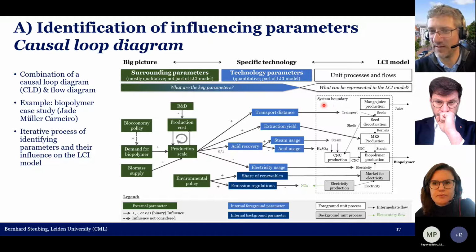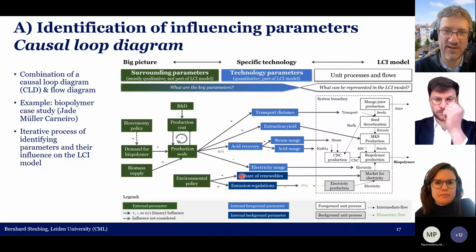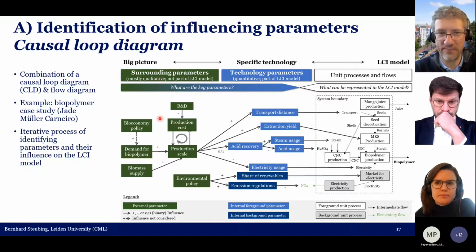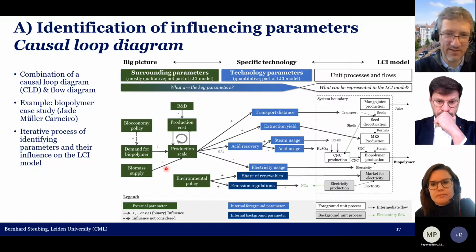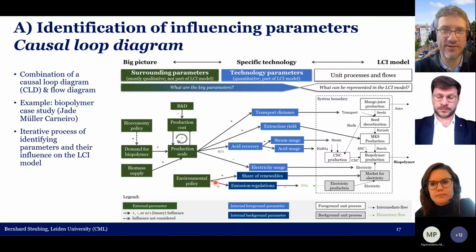So this needs to be very clear to the practitioner, what he can do at this level. So this is something to consider. But then on the other hand, we have parameters maybe influencing specific aspects of these processes. We call them technology parameters. And then if we think even more in the bigger picture, we also have surrounding parameters, so all of the social, economic, and political aspects that influence the conditions for the technology in general.